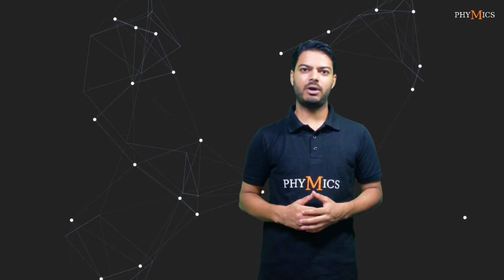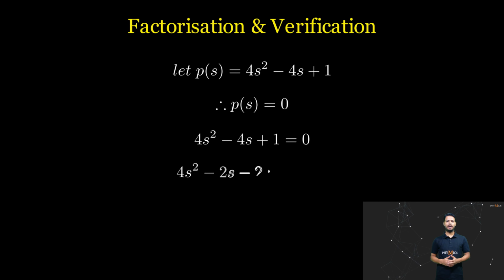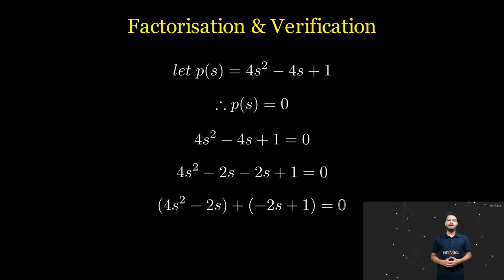Moving on to the second problem. Let the polynomial be p(s) equals 4s square minus 4s plus 1. Now to find the zeros, just equate p(s) equals 0. By inspection method, direct common method fails. Since it is a quadratic polynomial, by using the splitting middle term, we get p(s) equals 4s square minus 2s minus 2s plus 1. Now by grouping method, taking 2s as common factor from the first group and minus 1 as common factor from the second group, we get 2s(2s minus 1) minus 1(2s minus 1) equals 0.